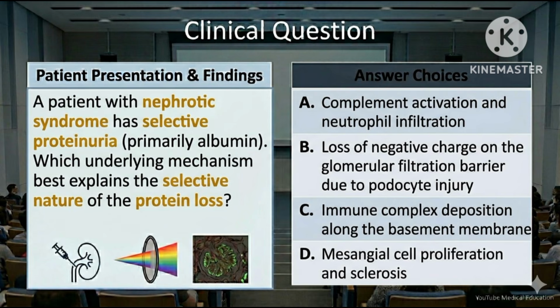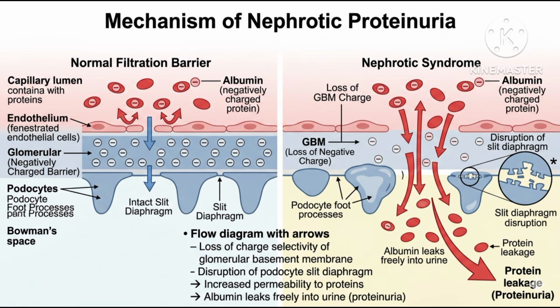Read this question stem. Patient with nephrotic syndrome has selective proteinuria. What is underlying mechanism? Podocyte injury causing loss of negative charge on glomerular filtration barrier, causing leakage of protein in urine, causing proteinuria.